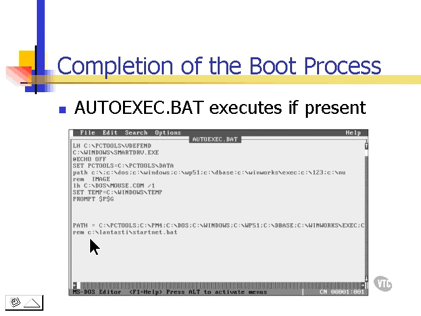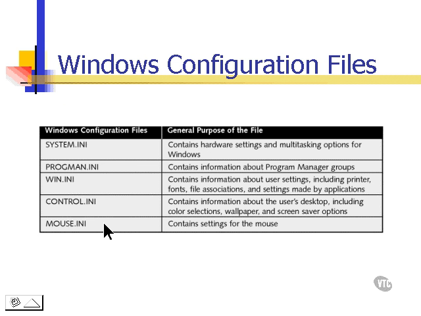But there are some files that Windows absolutely requires in order to get started. These are called initialization files, and the two that are required in order to get started are the system.ini file, which contains hardware settings and multitasking options, and win.ini, which contains information about file associations to applications. Without these two files, Windows will not start.